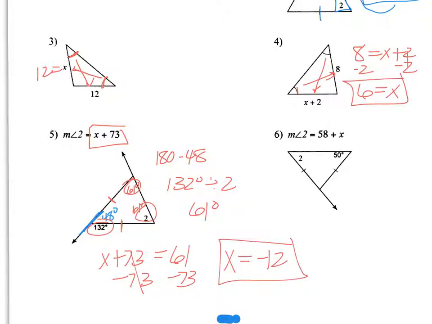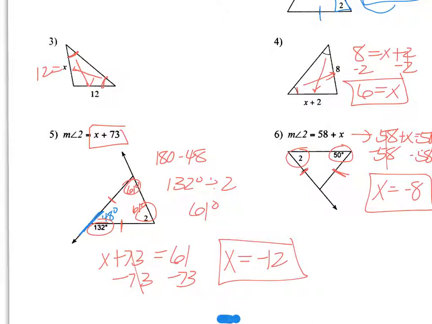Okay, let's do this one. This time, I don't have to do that exterior angle because I already know this one's 50. So that means that angle is 50 also because these sides are equal. So then all I'm going to do is take this, 58 plus x, set it equal to 50. I'm going to solve, subtract 58 from both sides, and then I get x is negative 8.